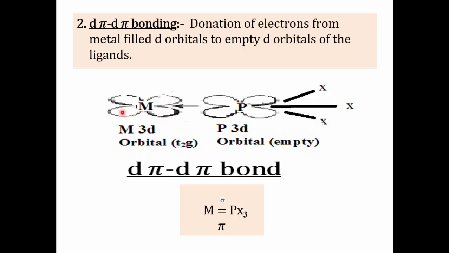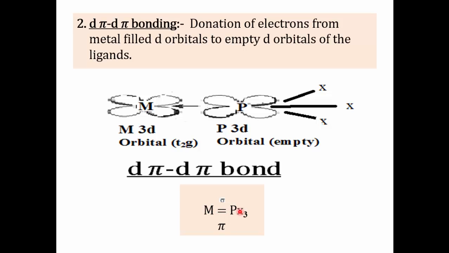So see, this is metal. These d orbitals are filled. This is ligand PX3, X means halogen. So phosphorus. So these d orbitals are empty and there is overlap. Filled d orbital of metal overlaps with empty d orbital of phosphorus and there is formation of pi bond. So original bond is present in between PX3 and metal. That means sigma bond is present.